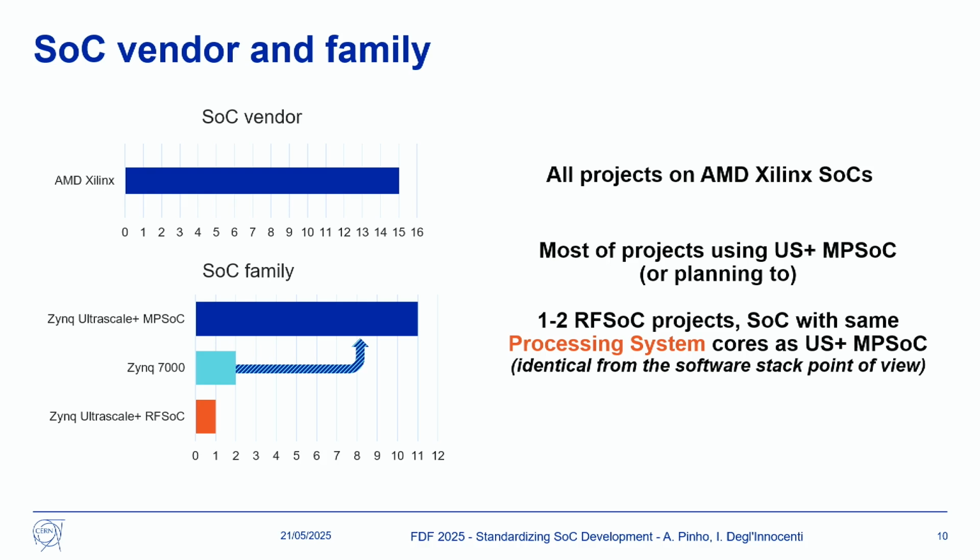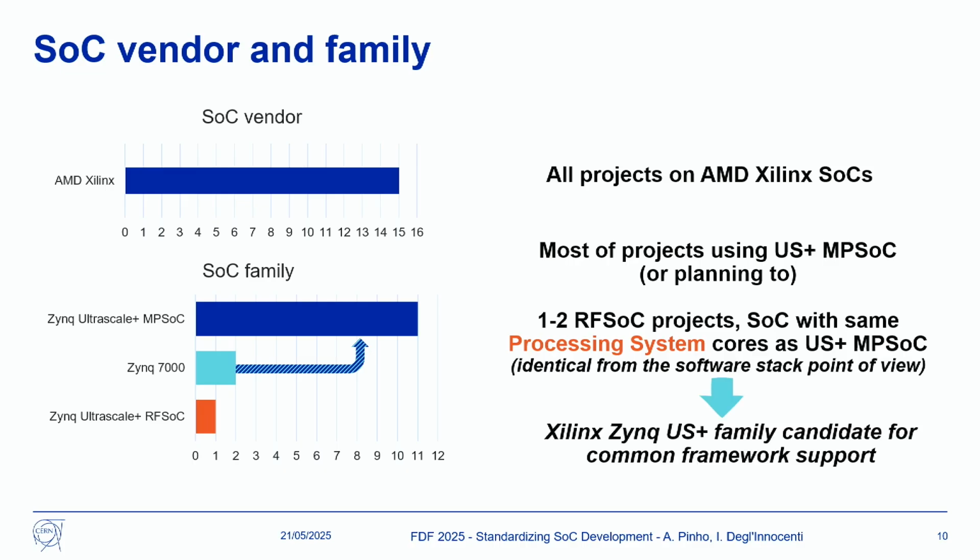The interesting fact from this is that if we count the new developments, all the systems share the same processing system cores. So we can standardize on the UltraScale Plus multiprocessor system on chip family.